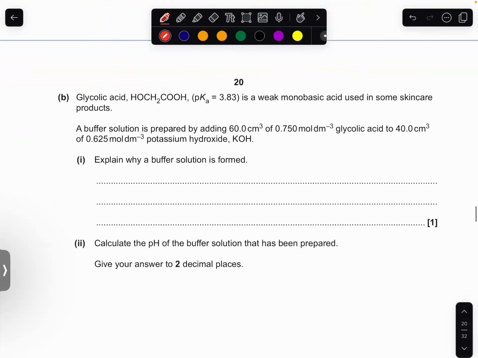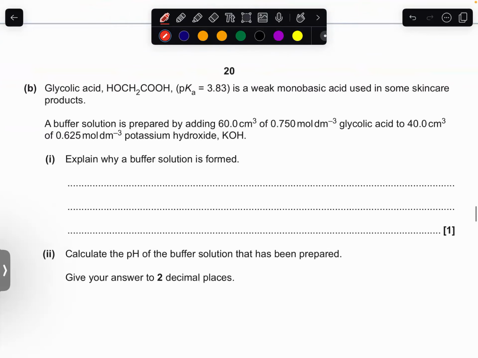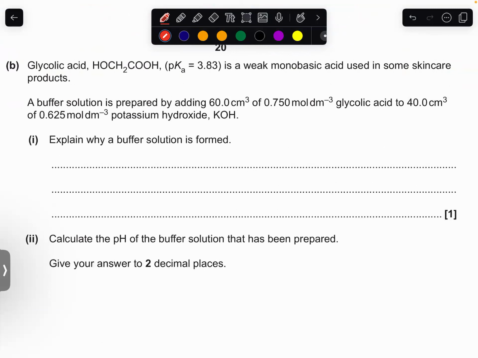Moving on, you've got another carboxylic acid, glycolic acid. You're given the pKa value of this weak acid, and it's used in skincare products.